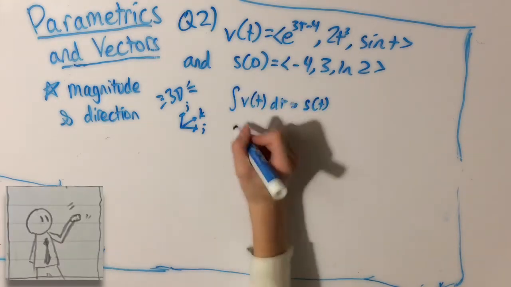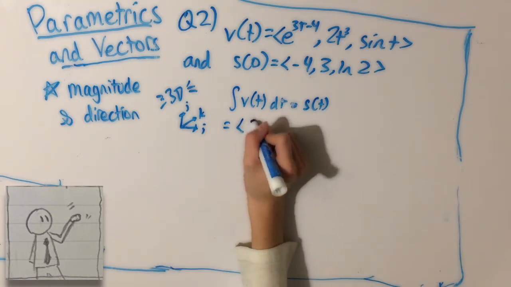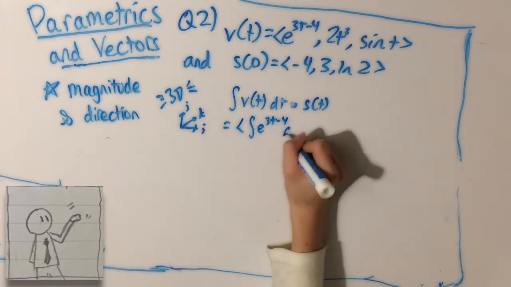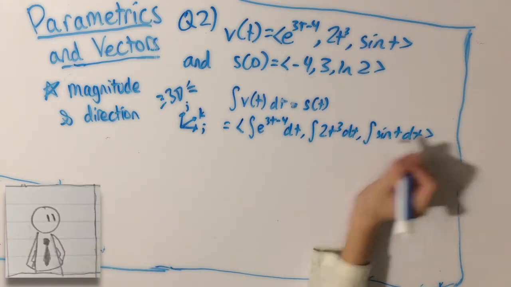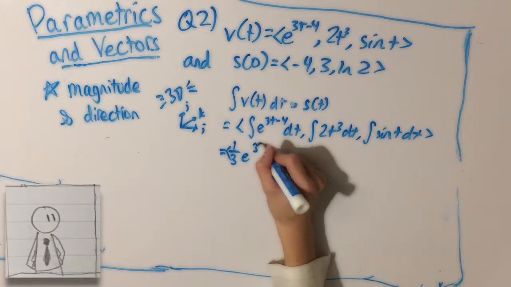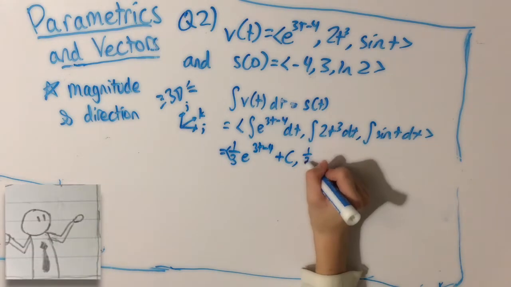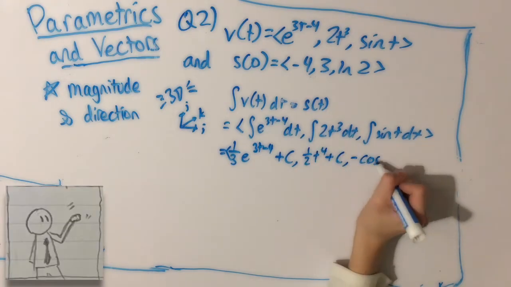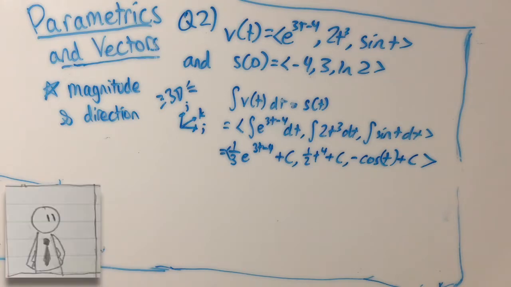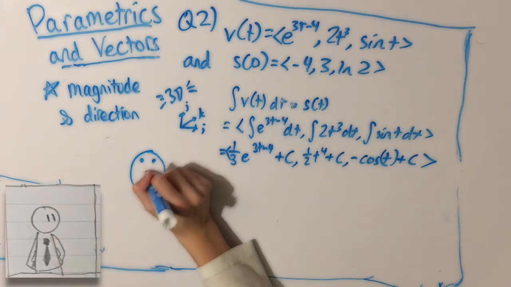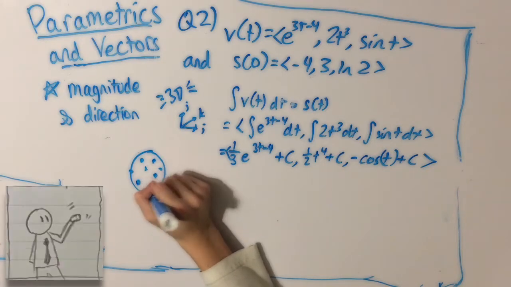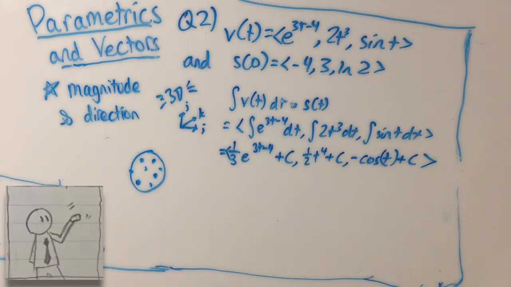Understanding that integrating a whole vector is essentially the process of dissecting it by integrating each individual function is the key to solving this problem. So we get s of t is equal to 1/3 e to the 3t minus 4 plus c, 1/2 t to the 4th plus c, and negative cos t plus c. Notice in the same way that 3 c's may represent 3 different words in an abbreviation for chocolate chip cookies, these 3 c's are individual and different as well.